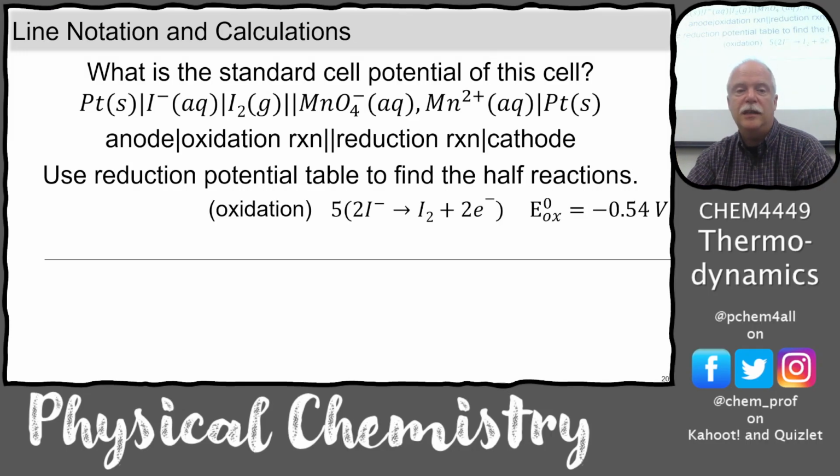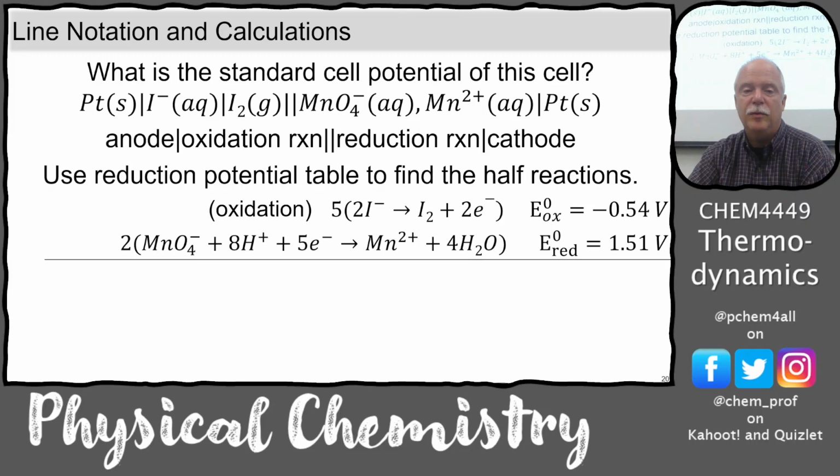And so this is the oxidation. It would be written as a reduction, so it would be written in reverse in the table. It would be I2 plus 2 electrons equals 2I minus. And so you find that in the table, you flip it, you change the sign on the voltage. And then here's the permanganate half reaction. So if you have the reduction table, you really don't even have to do the whole balancing of the redox reactions in terms of the first few steps, because those half reactions are already balanced in that table.